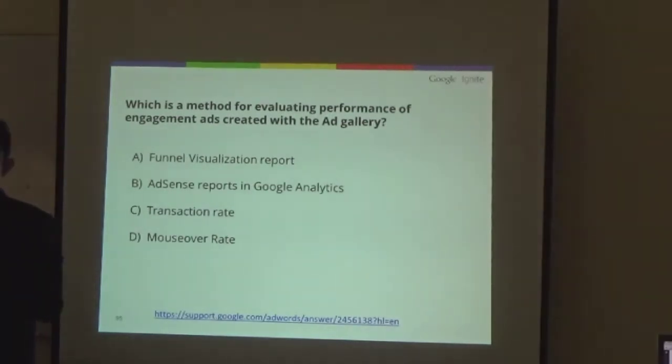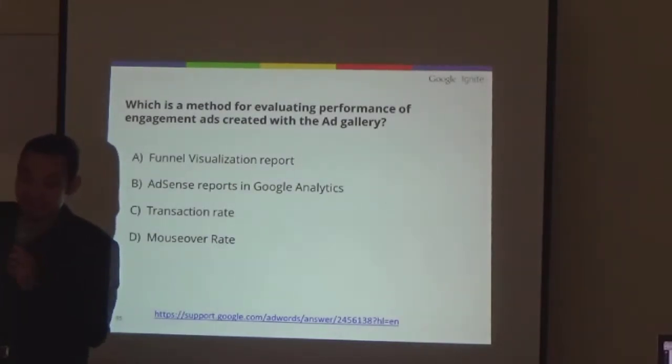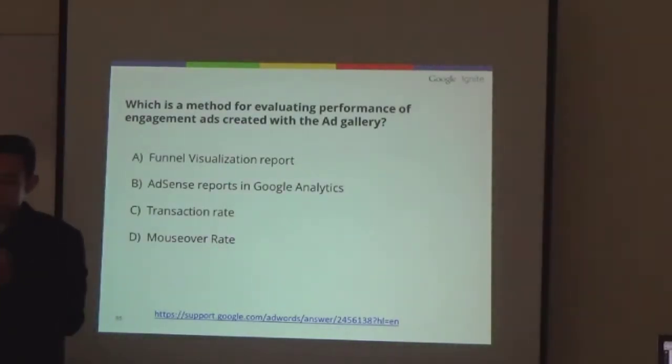Which method is for evaluating performance of engagement ads created with the ad gallery? Is it A, funnel visualization report? Now, this funnel visualization report is actually inside Google Analytics, right? It's not for ad gallery. B, AdSense reports in Google Analytics. Definitely, it's totally out because it has nothing to do with GDN. C, transaction rate. Again, you can find this in Analytics, it's not on ad gallery.